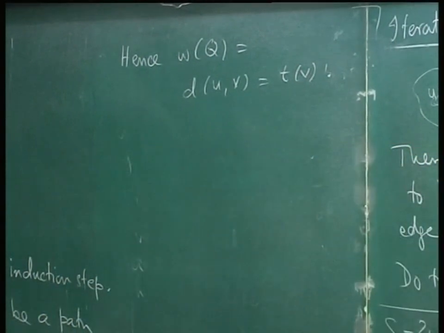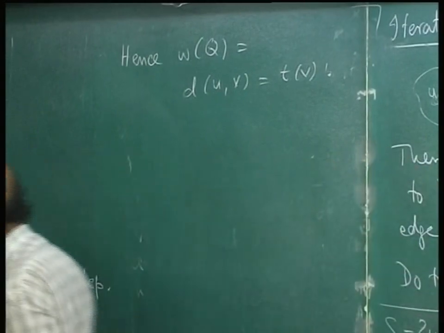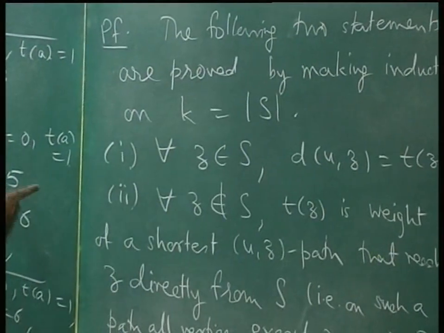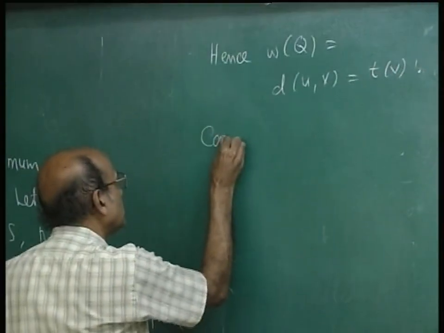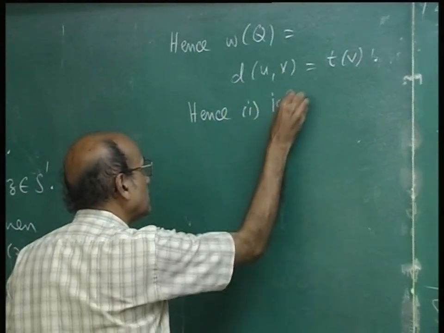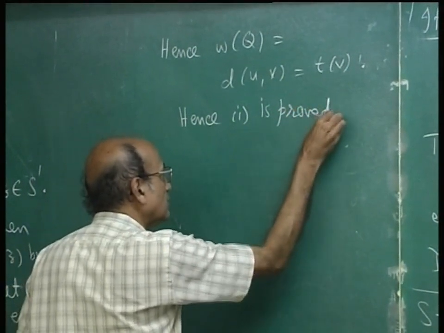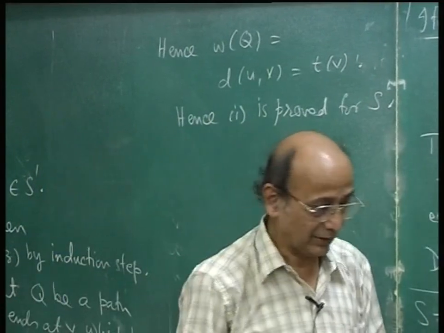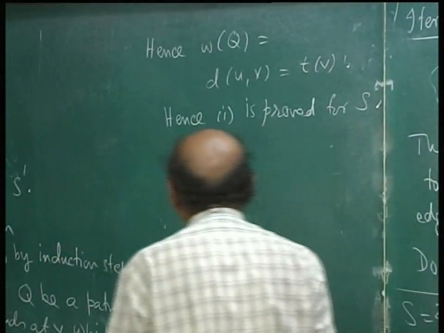Okay, so that is the first thing. So we proved that the new vertex that we admitted in the bag, actually the tentative distance for it also happens to be the distance. Number 2, one is proved for S prime. Consider 2.